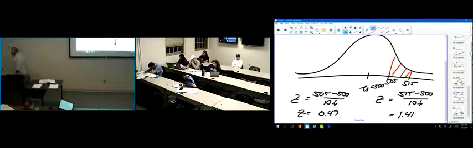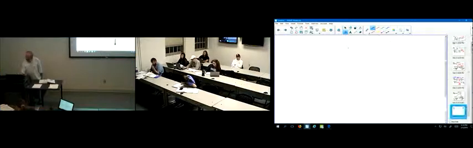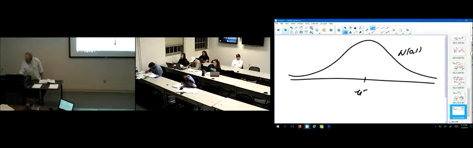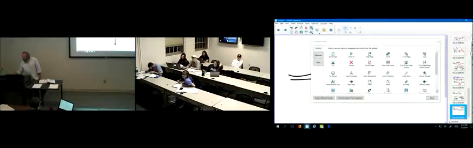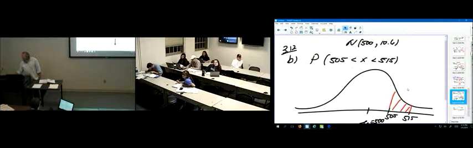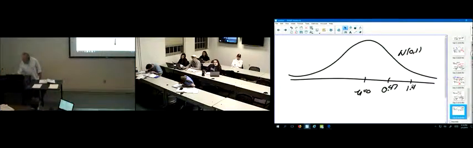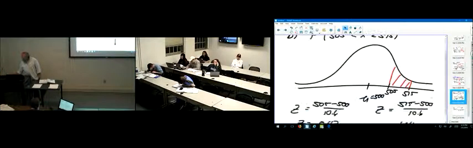Now again, I wish there was some magic here. I could just tell you, okay, the answer is 0.2346, but I can't. I got to use table A. I got to go to the standard normal. I got to draw myself the picture. I wish I didn't have to, but I do. I got one z-score is 0.47. The other one was 1.41. You just told me what it was. That's all it was.